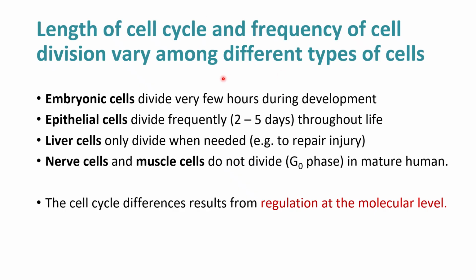And then there's also cells that never divide in our body. Nerve cells and muscle cells don't divide. They're stuck in this initial G sub 0 phase in mature humans. So that's why muscle injuries are really difficult. Neuronal injuries, any sort of nervous system injury is usually irreversible because of that, because you won't be able to make those cells again. And the reason why all these cells have different division frequency is because their cell cycles are regulated at a different molecular level depending on what cell types they are.